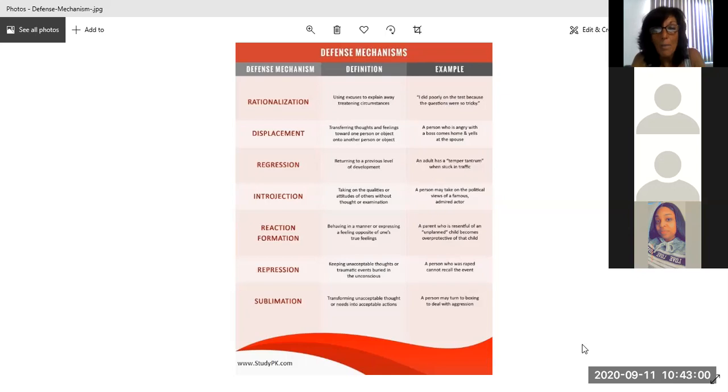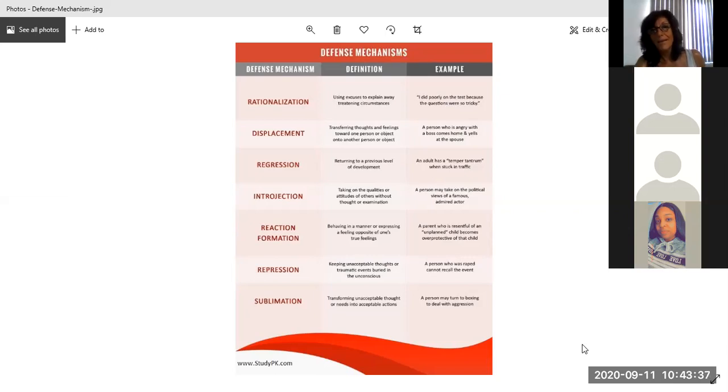And then sublimation, right, is taking a thought that's socially unacceptable and transferring it into something that's an acceptable action. The one that I like to use is somebody is fascinated with dead bodies. So they become a mortician, right? Because we need funeral parlor directors, we need morticians. And so they're fulfilling that unacceptable thought in their head by turning it into something productive, and they're making money doing it too. So sublimation.